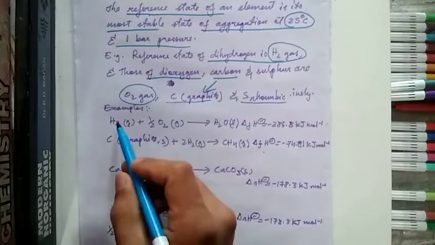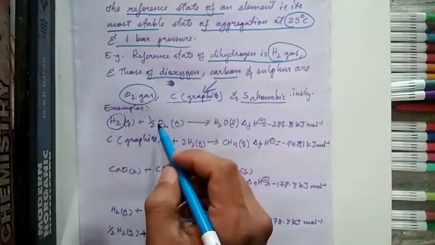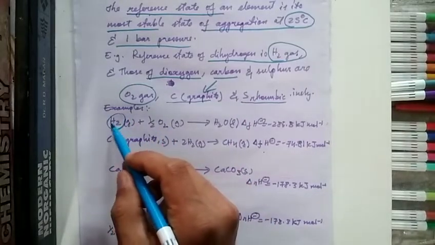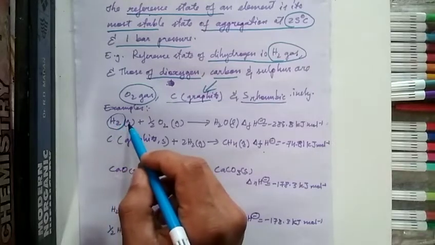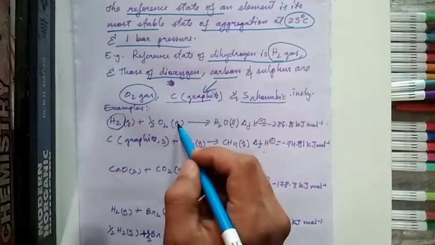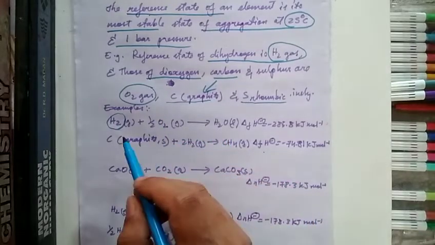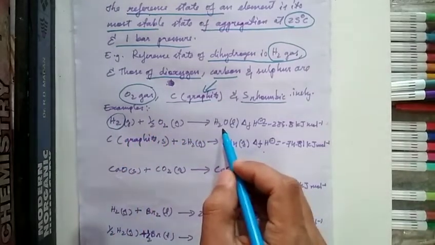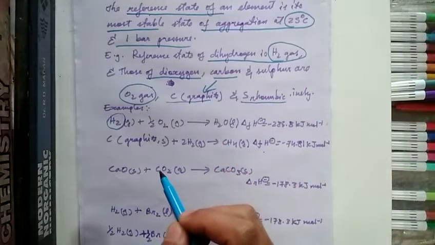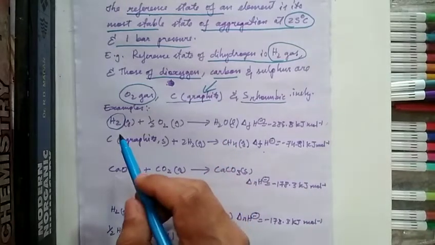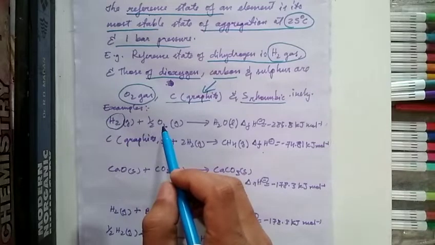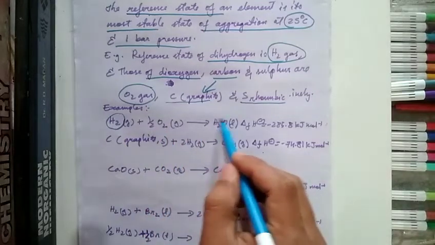An example is H2 gas, where we take the reference state. Hydrogen, the reference state is gas. And oxygen is also gas, the reference state. These two combine to give H2O, liquid. In this case, 1 mole of hydrogen combines with half a mole of oxygen to give 1 mole of water.